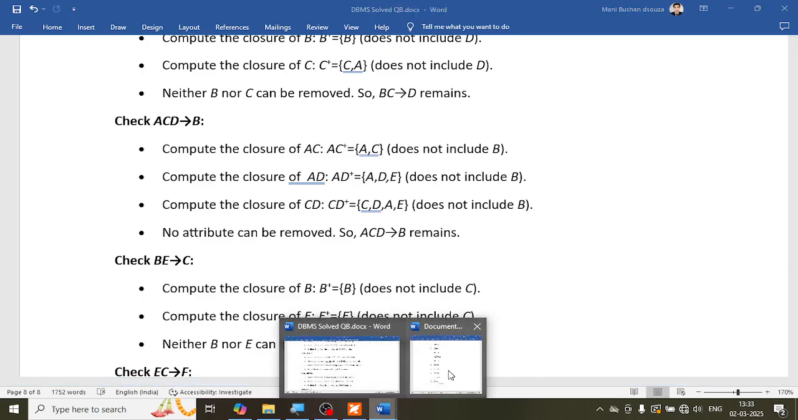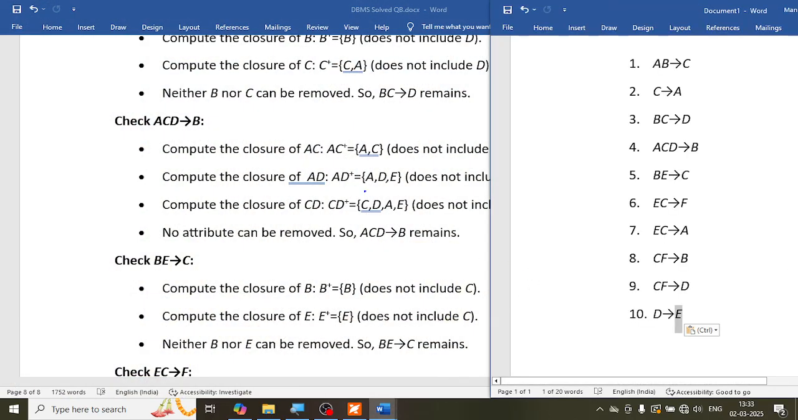So let us try to find whether AC can derive something. Let's find the closure of AC. From AC, you can derive A, you can derive C. From C, you can derive A, but A is already there, so we will not rewrite it. So we say that this is not going to work. So AC is required.